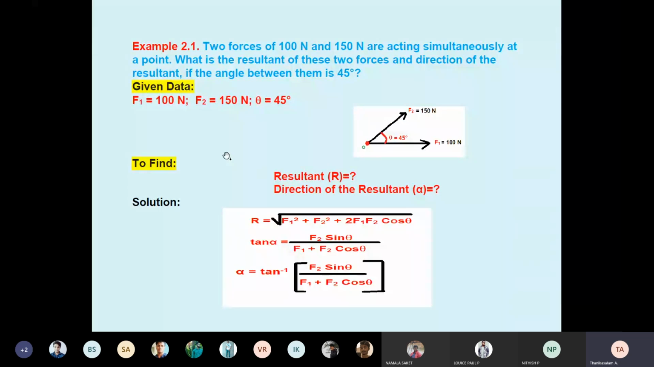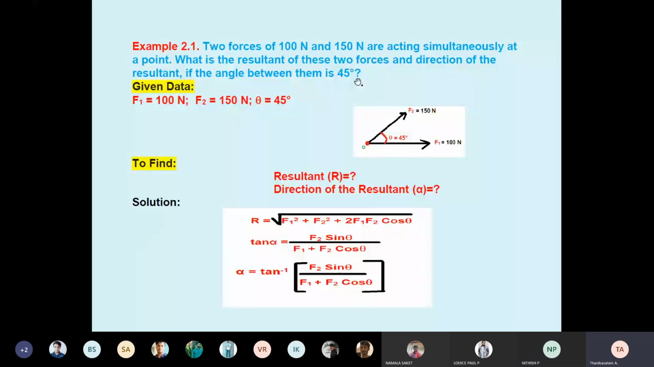Can you read the problem, Nitish, the first statement? Two forces of 100 Newton and 150 Newton are acting simultaneously at a point. What is the resultant of these two forces and the direction of the resultant if the angle between them is 45 degrees? Excellent. See, they have given only a statement. In the exam they give only a statement. We have to write the given data. Here in the slide I have already written it, but in the examination they give only one statement.